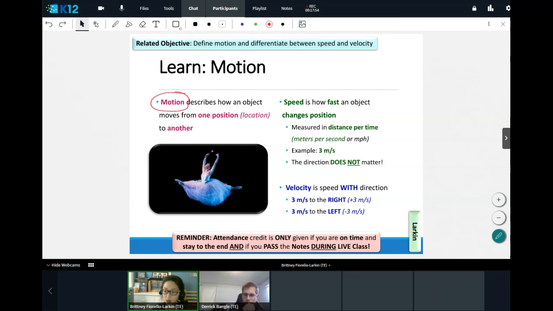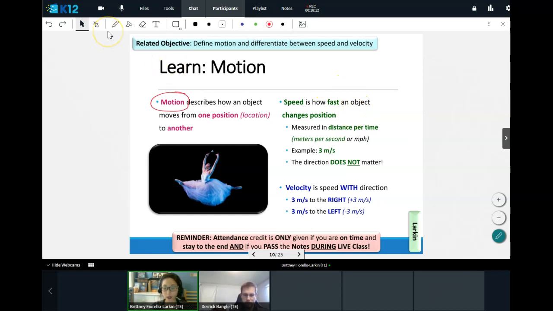Smiley faces in the chat if you have heard of both of these terms before. Yeah, so you often will hear them used as synonyms, meaning that they're used interchangeably, kind of as the same meaning. There is, however, a slight difference.